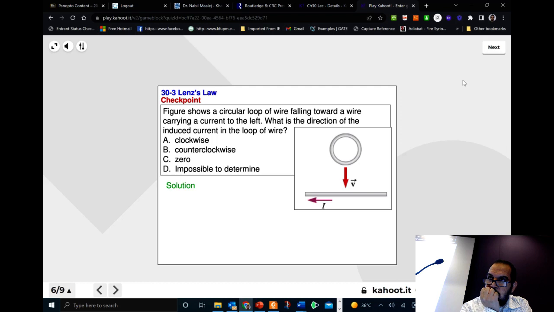Ready? If you're ready, raise your hand. Raise your hand if you're ready. Okay, so I want everybody to make up your mind about this one. Okay, so let's start the Kahoot. Choose between A, B, C, or D.